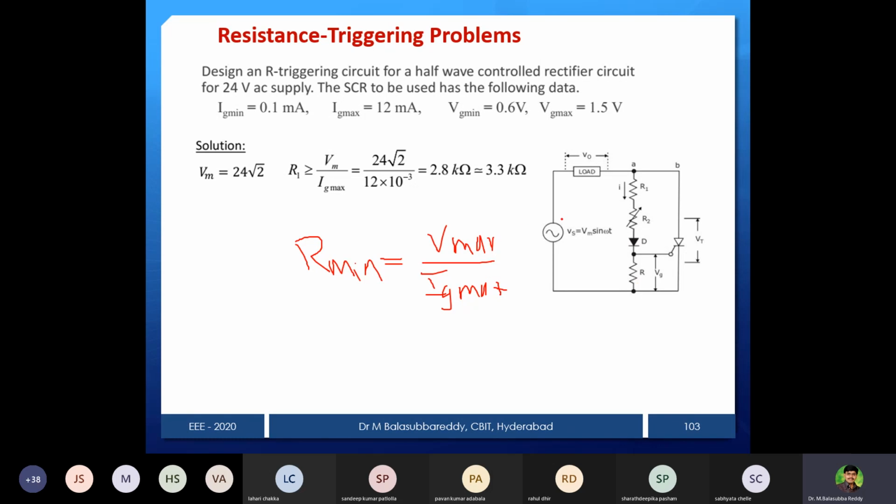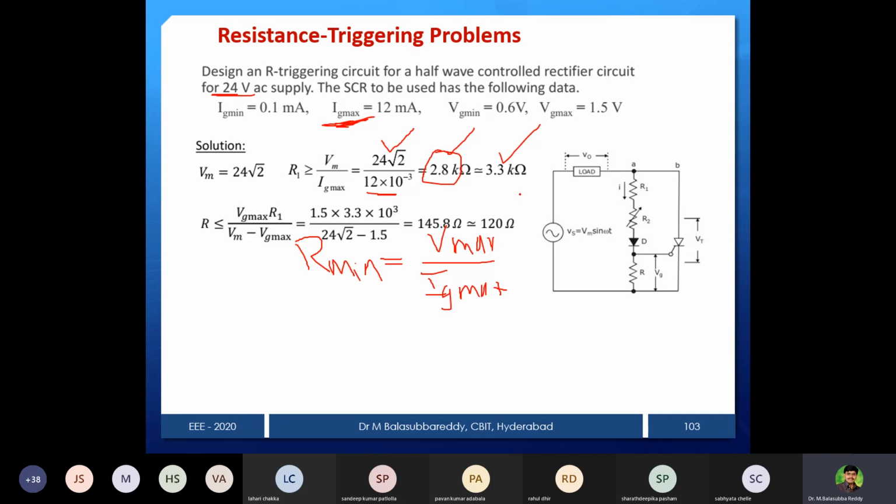What is V max? Vm. Vs is given as 24, no? Vs into root 2 will give V max. What is Ig maximum given? 12 milliamperes. So the value is 2.8 kilo ohms. According to the availability of resistors, 2.8 or 2.9 kilo ohm resistors are not available. That is why we have to use a 3.3 kilo ohm resistor. That is the first parameter we designed.